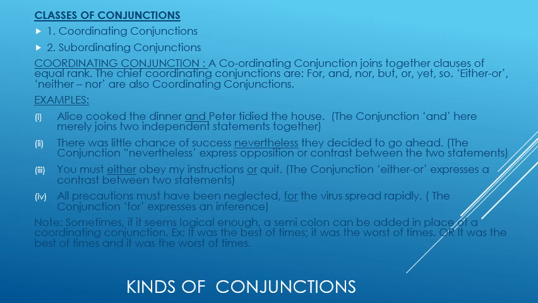There are two types of conjunctions, coordinating conjunctions and subordinating conjunctions. Coordinating conjunction joins together clauses of equal rank. The chief coordinating conjunctions are fanboys like for, and, nor, but, or, yet, so. Either or, neither nor are also coordinating conjunctions. Some examples are Alice cooked the dinner and Peter tidied the house. The conjunction and here merely joins two independent statements together.